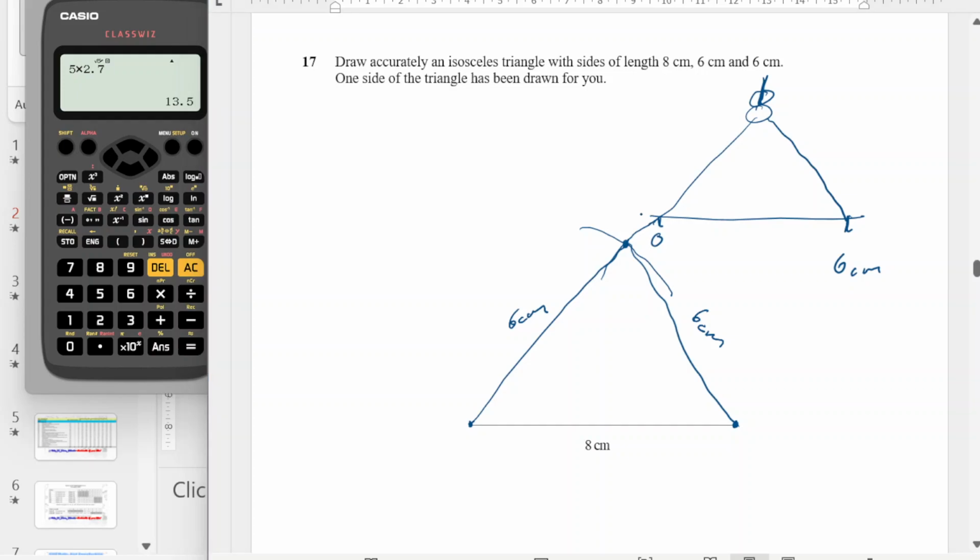Yeah, when you're drawing this, you do need to show what we call construction lines. To pick up all the marks, you do need to show your construction lines. You can't just kind of measure it.